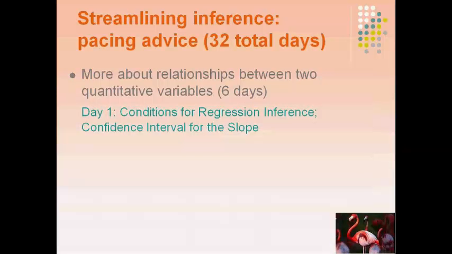Conditions for regression, the idea of the inference for linear regression model, confidence interval for the slope. That's plenty for the first day. Day 2 is where we do the significance testing for the slope using H0: beta equals 0.